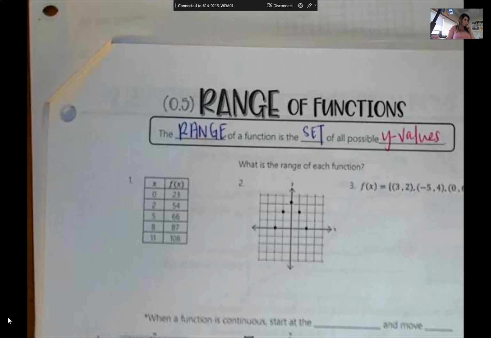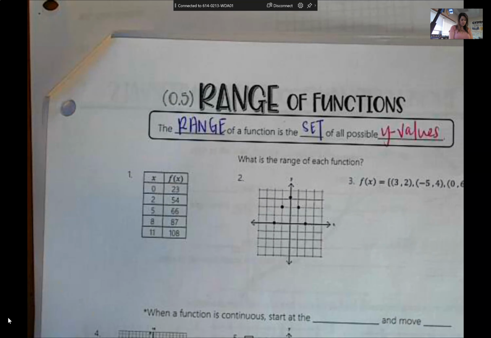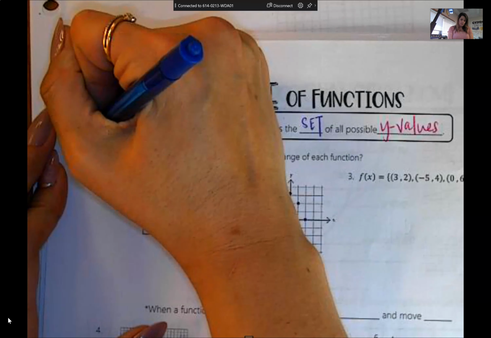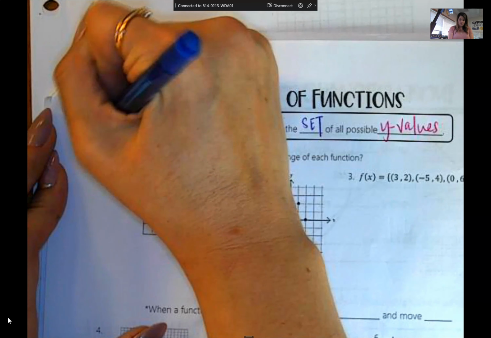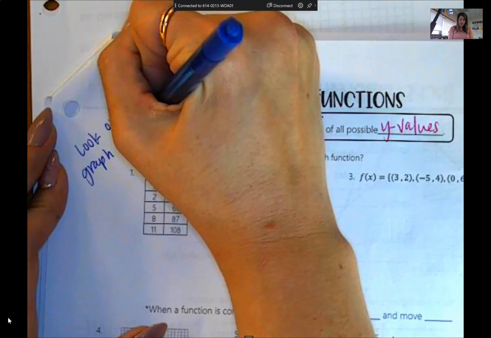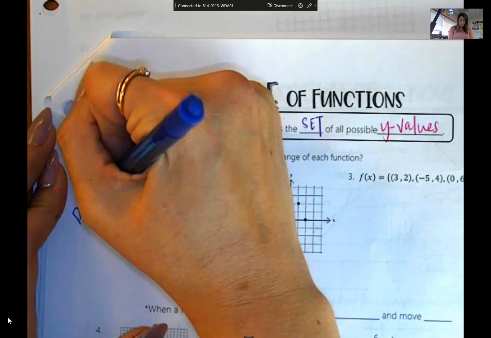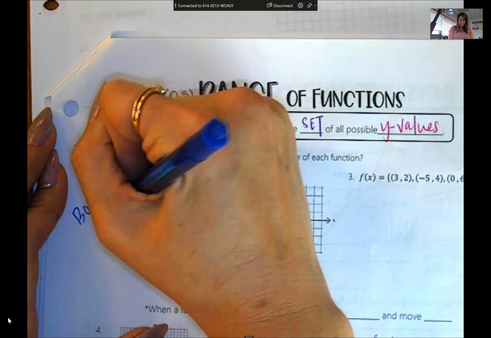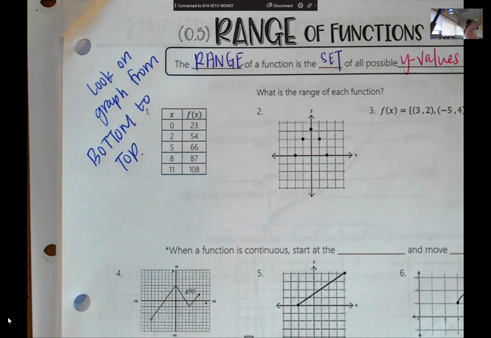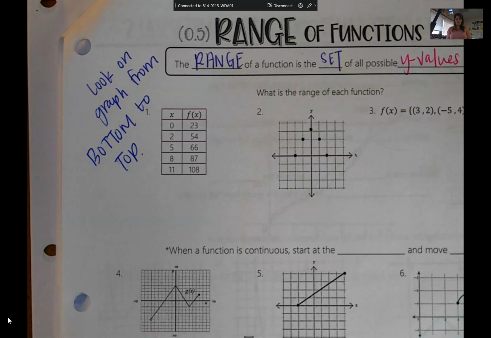So maybe I'll write a little note for myself: look on the graph from bottom to top, which seems weird because in general we normally go the other way, top down. But we want to start with our negative values and move toward our positive values.